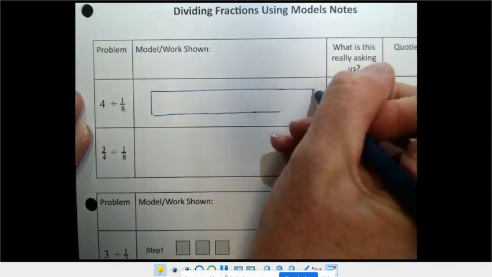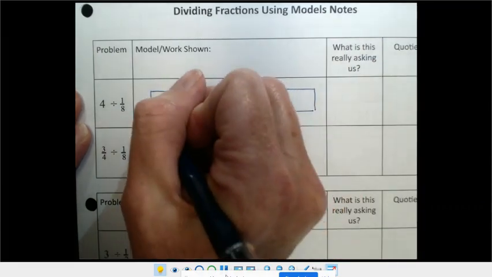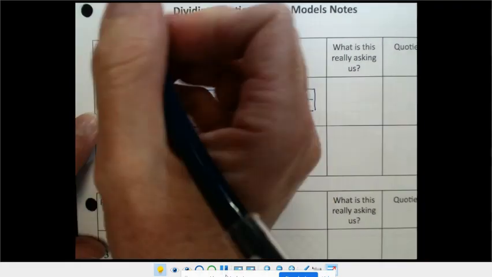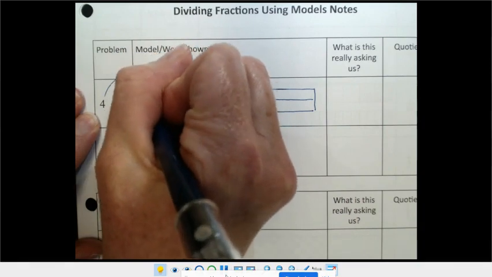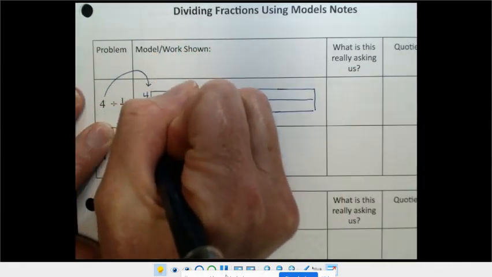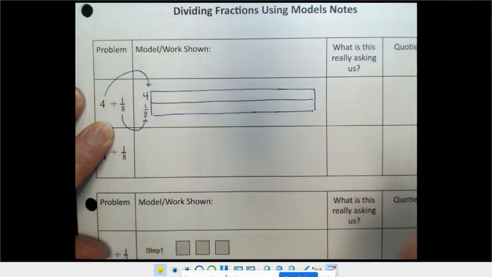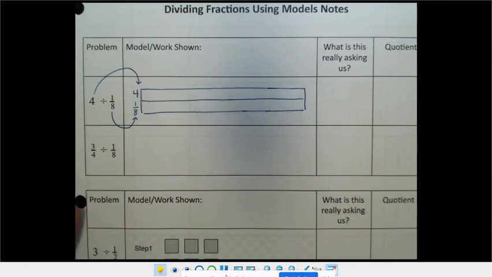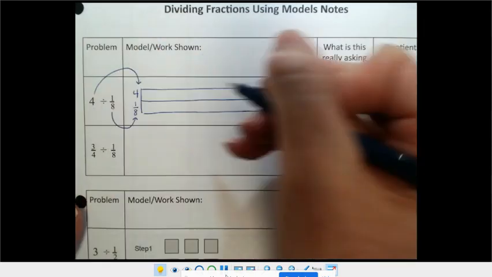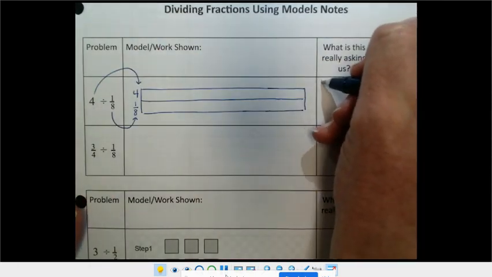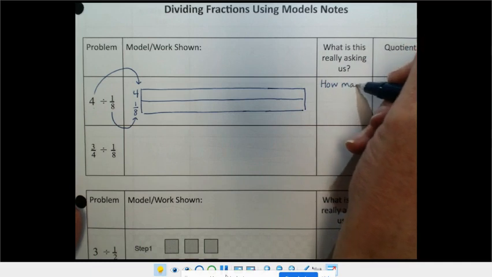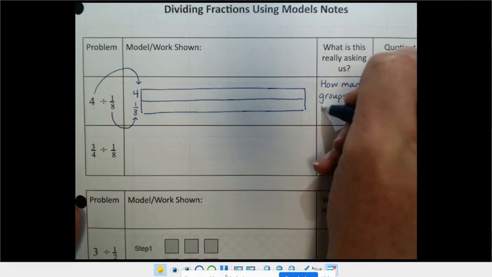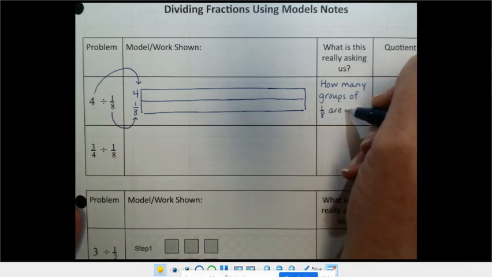So I'm going to make a bar model. When I make my bar model, my first number in my problem always goes on top here. And my bottom number is the second number in my problem. So then I have to think about what this question is really asking us. So 4 divided by 1/8 is actually asking us how many groups of 1/8 are in 4.